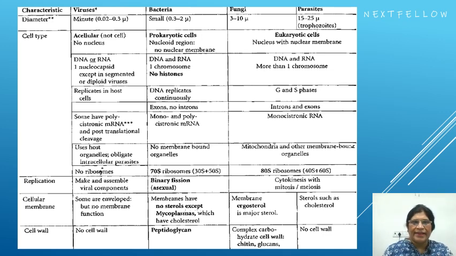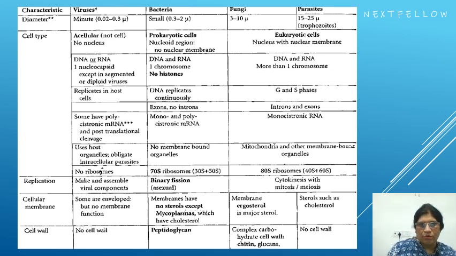Viruses have either DNA or RNA. Bacteria have DNA and RNA, one chromosome, and there are no histones here. Whereas fungi and parasites have DNA and RNA. Viruses replicate in the host cells. They have polycistronic messenger RNA and post-translational cleavage, whereas bacteria have mono or polycistronic messenger RNA. They have that, and the DNA replicates continuously. In the parasites, they have two phases, G and S phases. They have monocistronic RNAs.